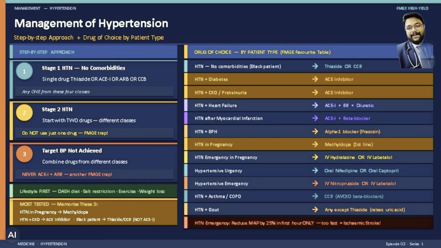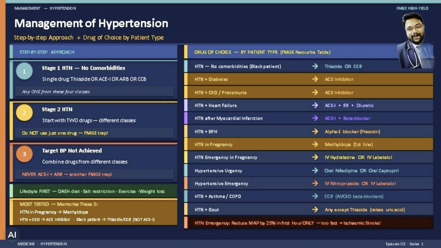Drug of choice by patient type. The FMGE favorite table. Hypertension, no comorbidities, especially in a black patient, thiazide or calcium channel blocker. ACE inhibitors are less effective in black patients. Hypertension with diabetes, ACE inhibitor.